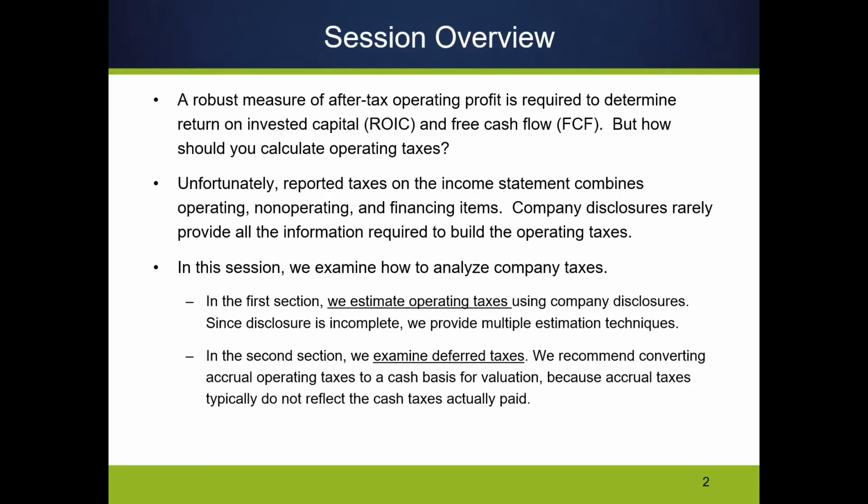So the issue that we're trying to adjust for is that reported taxes, those are the taxes that show up on the income statement on the firm's 10K, are going to combine operating, non-operating, and financing items. In other words, if we think about the income statement, taxes are down at the bottom, so there's going to be operating items in there like EBITDA, and then there's going to be non-operating items like amortization, and then there's going to be financing items like interest, all being removed or being accounted for before we take out taxes, before we pay taxes.